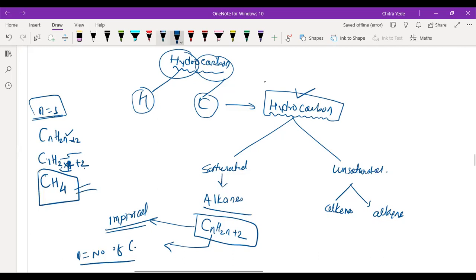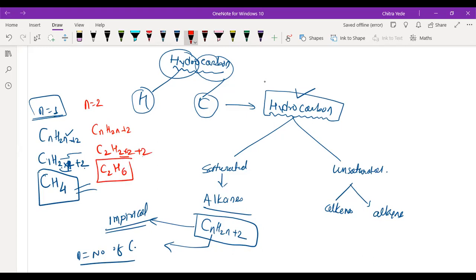If we take n equals 2, then our formula CnH2n+2 will be C2H2 into 2 plus 2. 2 into 2 is 4 and 4 plus 2 is 6. So it will be C2H6.